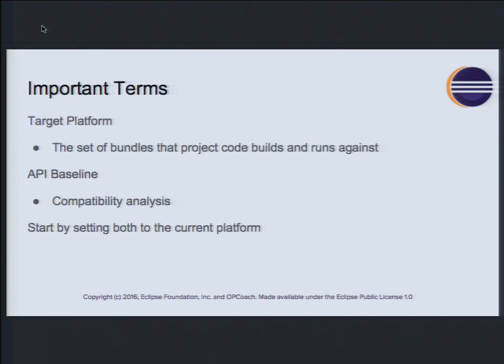API baseline: every version of Eclipse has certain APIs that it provides. You can specify which version of Eclipse you're going to build against, and the API compatibility analysis will make sure that you are not violating any APIs. So these are things that you need to configure as you're doing development. And again, I think Olivier is going to talk a little bit about that.